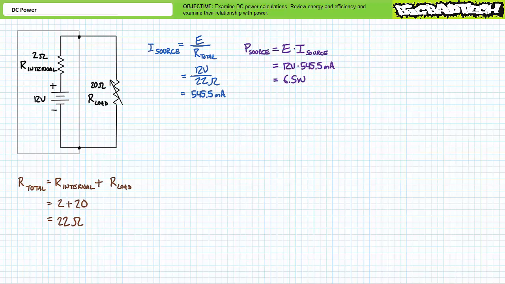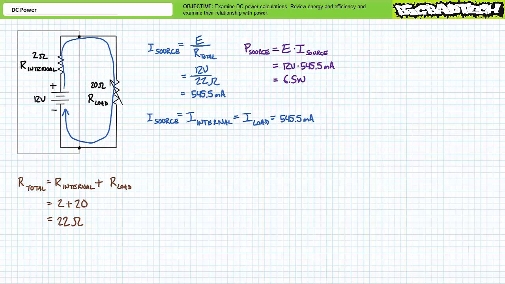Power is equal to voltage times current. The power input to the system is 12 volts times 545.5 milliamperes, or roughly 6.5 watts. Given current went up, it is understandable that input power also went up. 545.5 milliamperes of current travels through both the internal resistance and the electrical load.